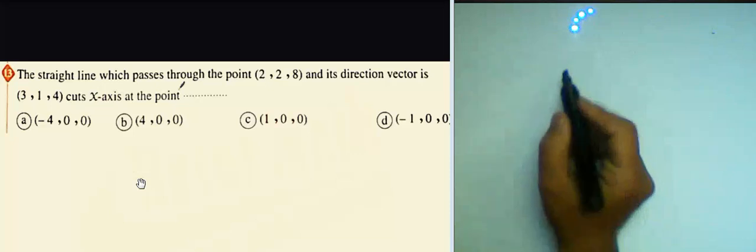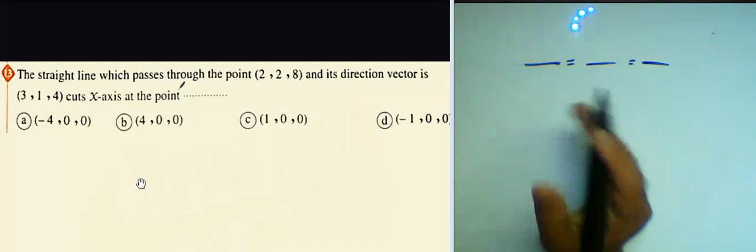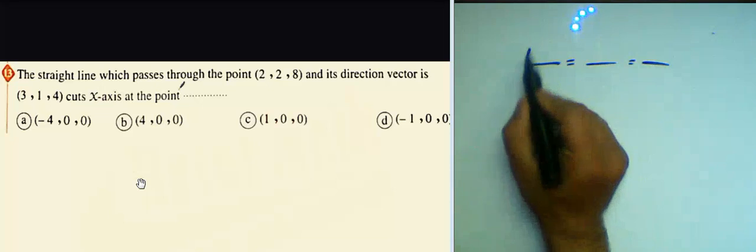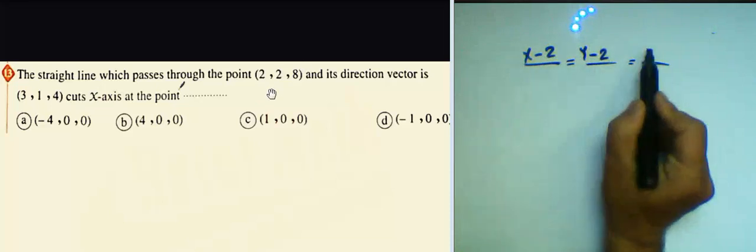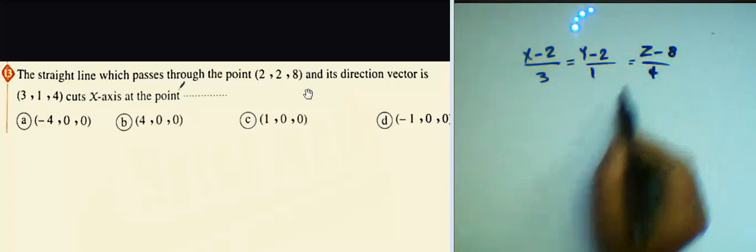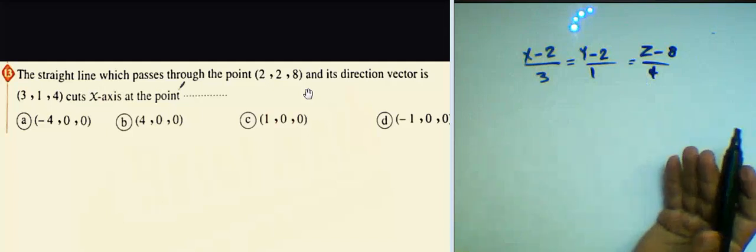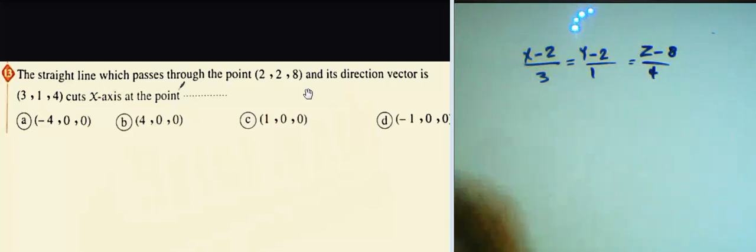Question 13. A straight line which passes through the point (2, 2, 8), with direction vector (3, 1, 4), cuts the x-axis at point what? We can write the equation of the straight line: (x-2)/3 = (y-2)/1 = (z-8)/4. It says the line cuts the x-axis, and we know that if the line cuts the x-axis, then y and z equal 0.